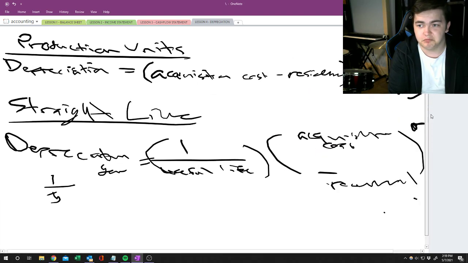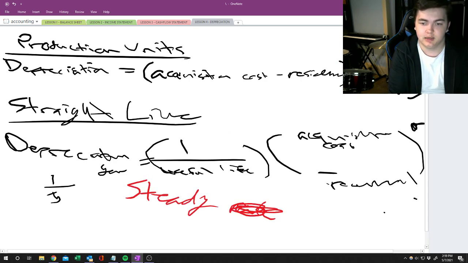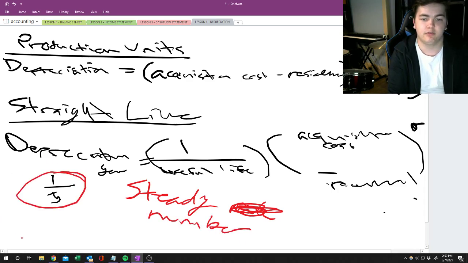And then let's go back to the other methods we talked about. So straight line, really simple. It's a steady rate. Or not a steady rate, but a steady number. It's a fixed constant every year. It's that 1/5 of the depreciable cost. It's the same expense every year. And then the production unit.